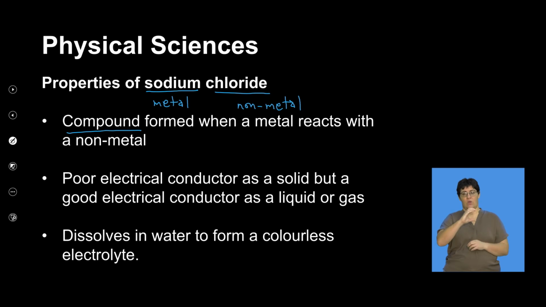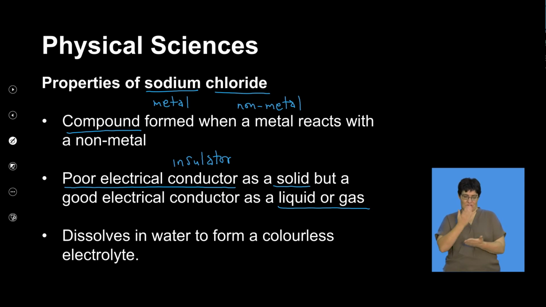It is a poor electrical conductor. If something is a poor electrical conductor, we are saying it is an insulator, okay? Sodium chloride is an insulator as a solid. Why? Because it consists of ions, but if these ions are not moving, then electric charge cannot be transferred through it. In other words, it becomes a good electrical conductor in a fluid, which is a liquid. So that's the whole idea about sodium chloride.